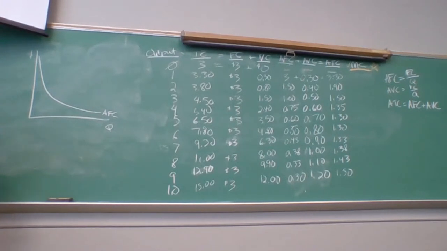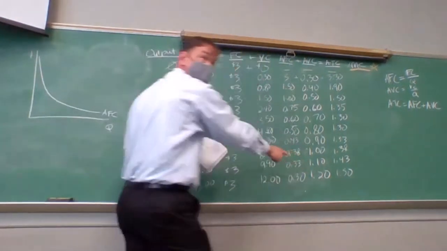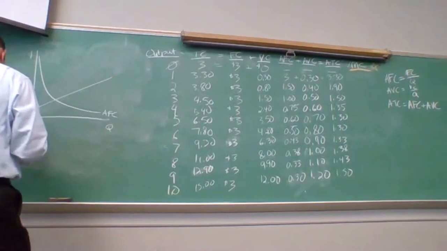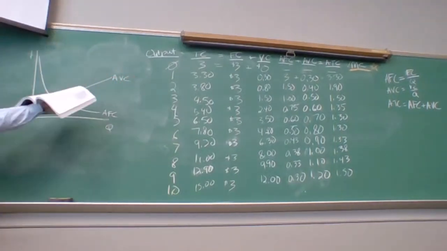Right. Forgot to draw the average variable cost in there, so let me get one column back. Average variable cost did what every time? Went up continuously, linearly, in fact, 0.1 every time. Is that a linear increase? Okay.